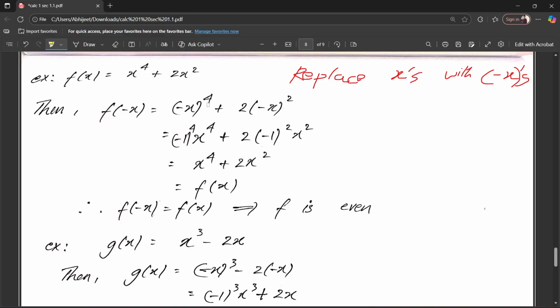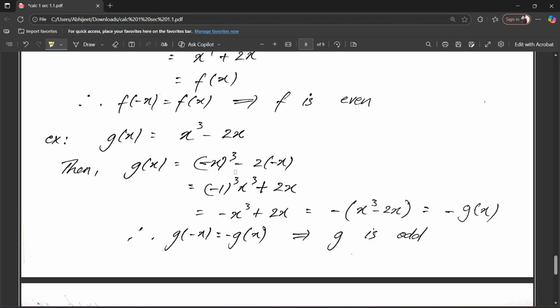Do that and you get (minus x) to the 4 plus 2 times (minus x) to the 2. Now this can also be written as (minus 1) to the 4 times x to the 4, plus 2 times (minus 1) to the 2 times x to the 2. This would be x to the 4 plus 2 times x to the 2, which is nothing but the original output, meaning f of x. f of minus x is f of x. This is an even function.